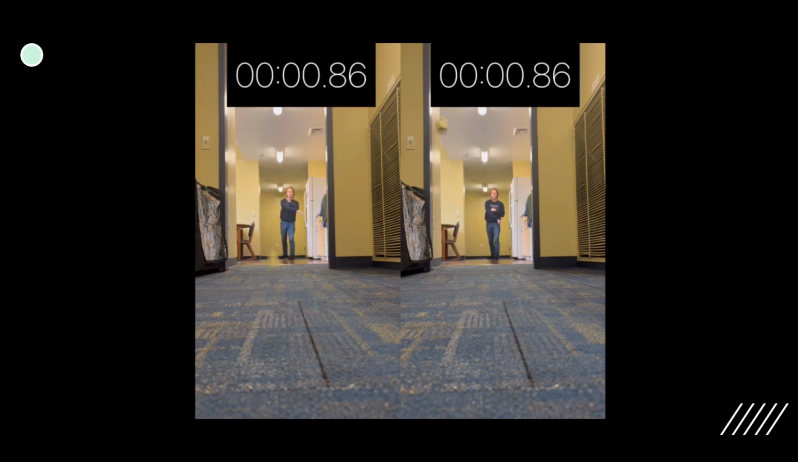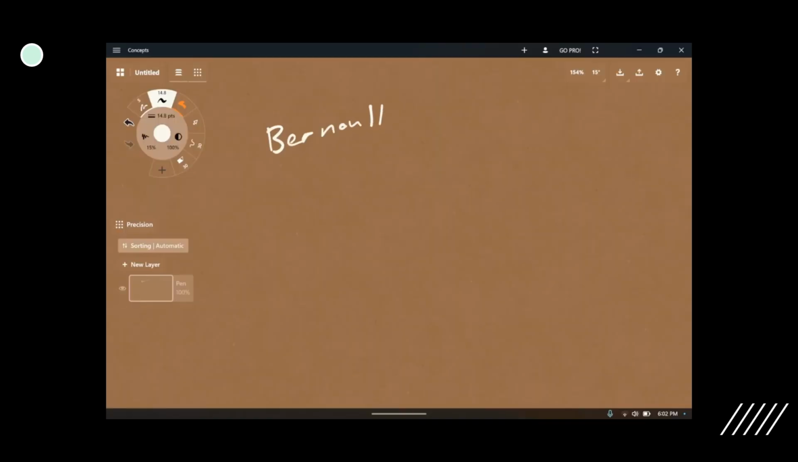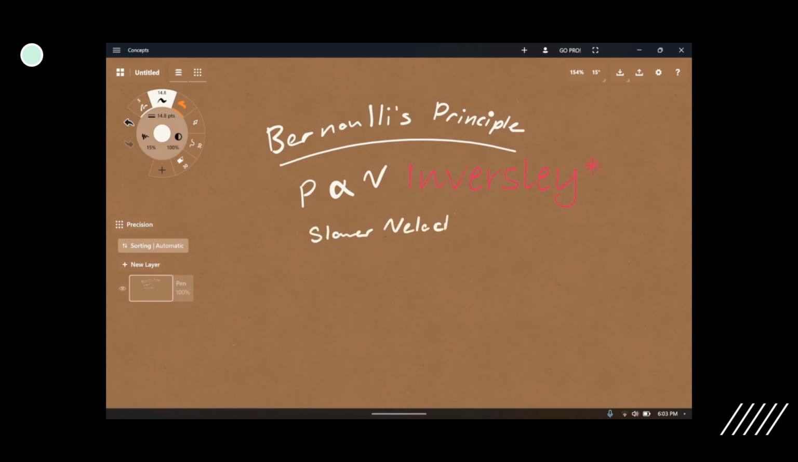Did I throw one of the balls too hard? Was I squatting down in one of the videos? And while, yes, the test conditions were not perfect, there is a stronger influence at play here that I would like to talk about. This is where the earlier mentioned Bernoulli's principle comes into play. Now, the exact Bernoulli principle is out of the scope of this video, but one important detail that we need to note is that pressure is inversely proportional to velocity. Therefore, slower velocity equals greater pressure.